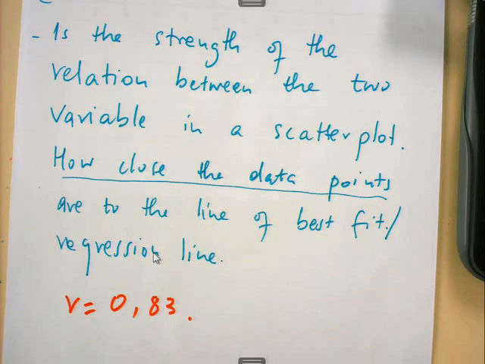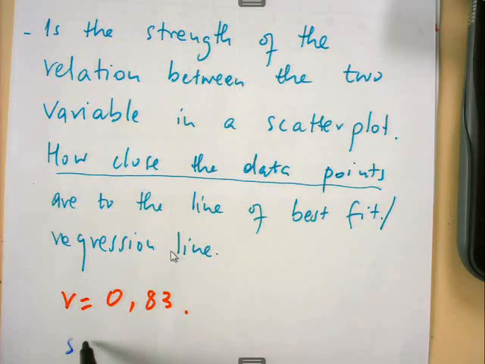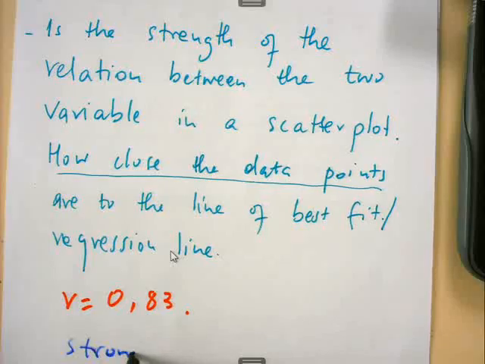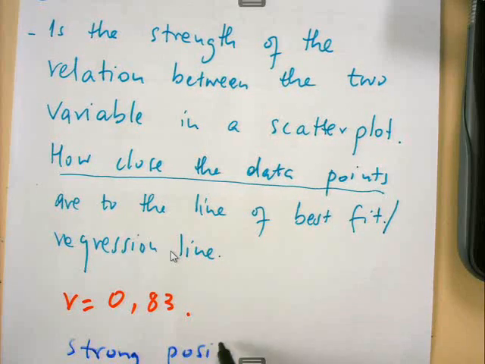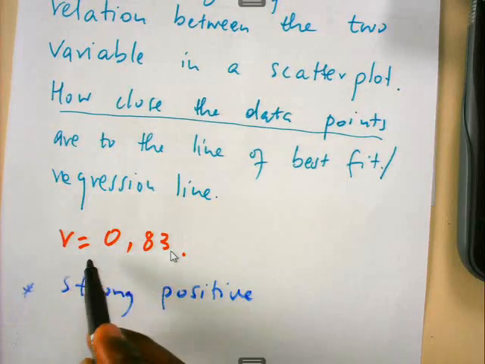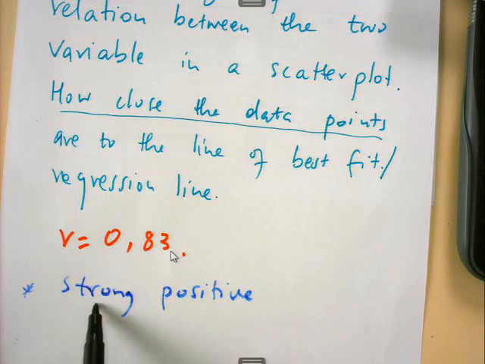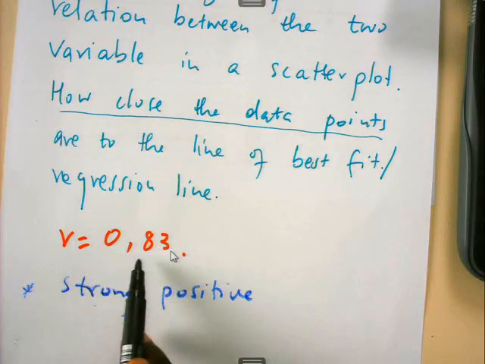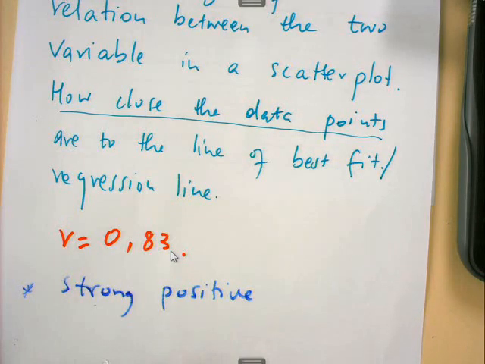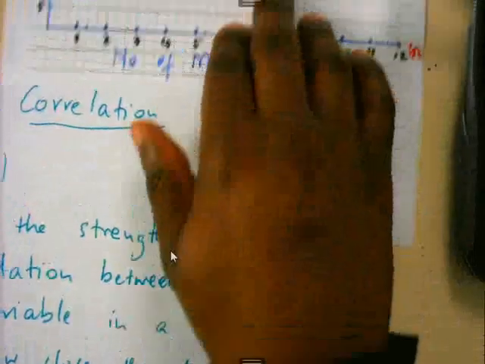If we define the association as 0.8, it means we have a strong, I'm sure you all agree, strong positive. Why? Because R is positive. But if it was negative, it would be strong negative. But here it is a positive value, so it is a strong positive association that we have in this exercise.